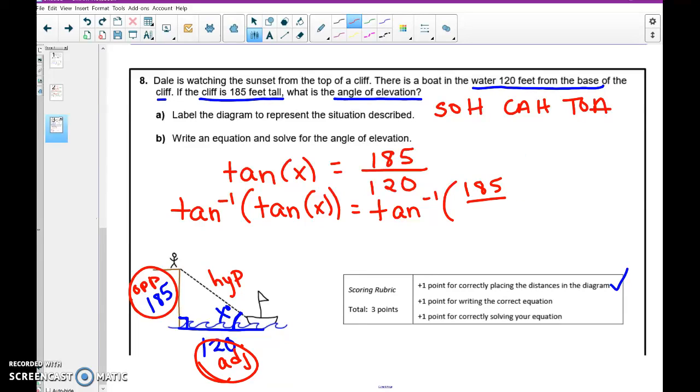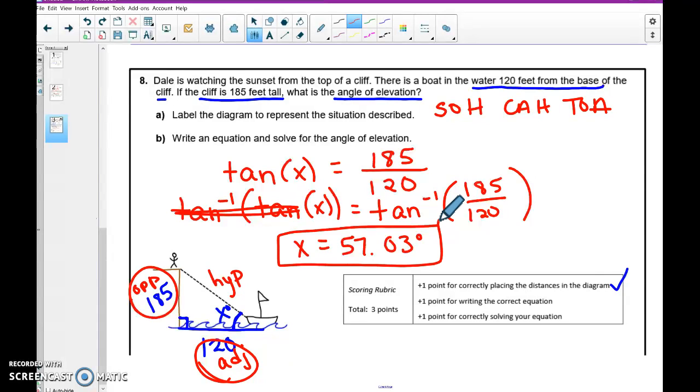A lot of you guys did pretty well with this one we saw. If you had issues, maybe you just plugged it in wrong or used the wrong trig. But inverse tangent of 185 divided by 120 should have come out to 57.03 degrees because it's an angle. So I wrote the equation, solved it. There are my full points. Feel free to rewind or ask questions if you need to.